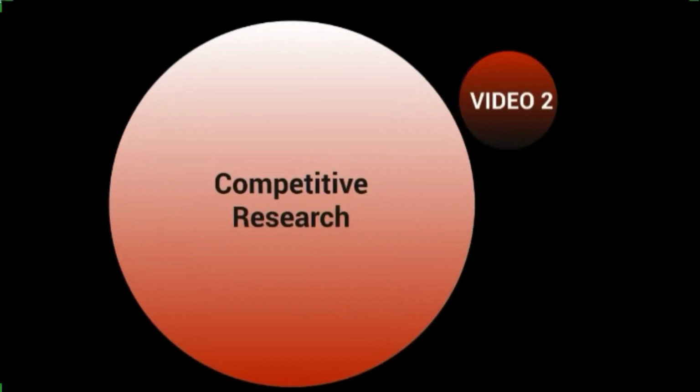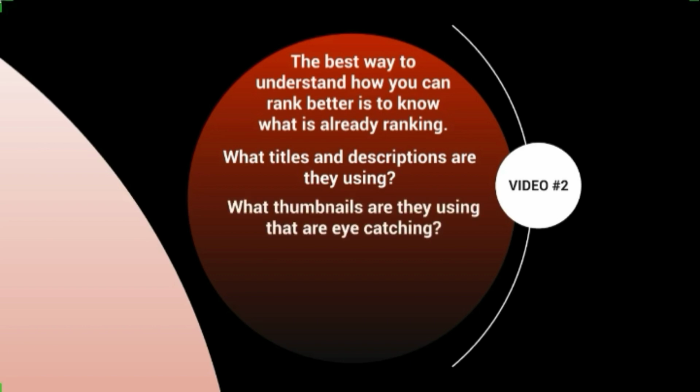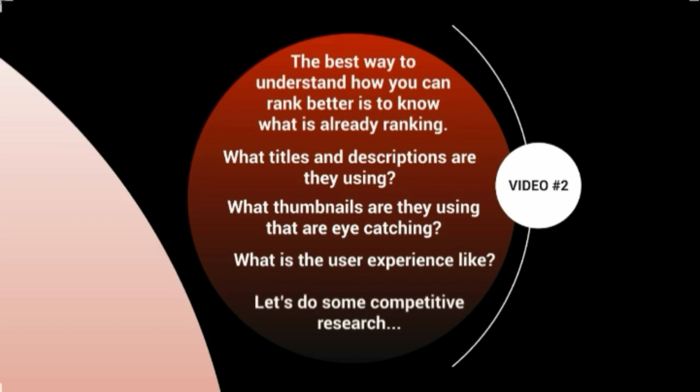So let's talk about competitive research. You see, the best way to understand how you can rank better is to know what is already ranking in your niche or your market. So what we want to do here is analyze the videos that are on the top. I want you to specifically look at what titles and descriptions they are using, what eye-catching thumbnails they are using, and what the user experience is like when you click through those videos. So let's go ahead and do some competitive research.